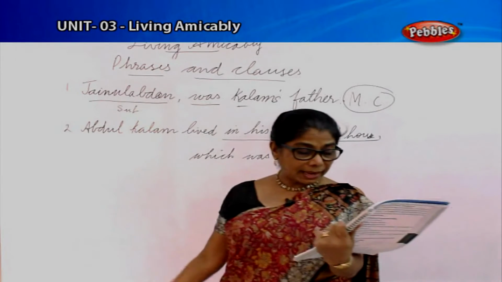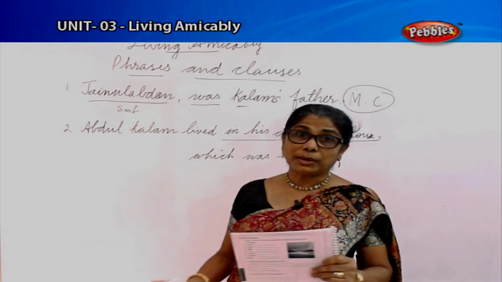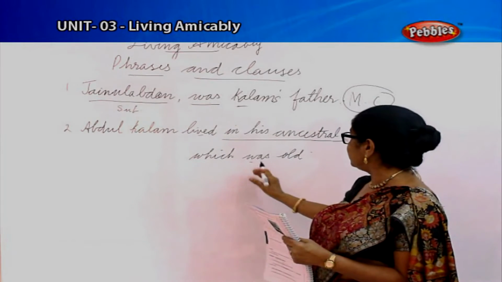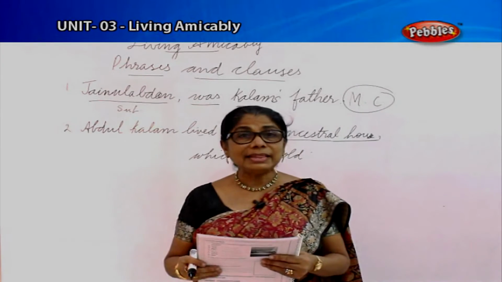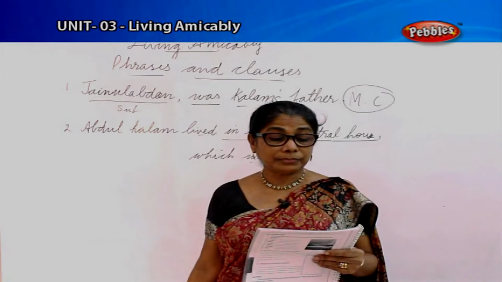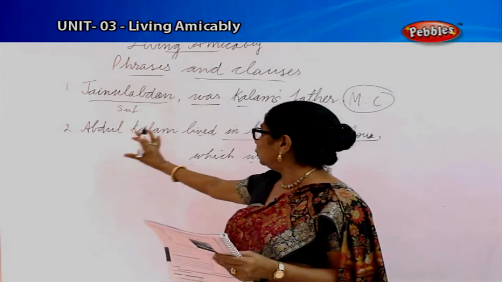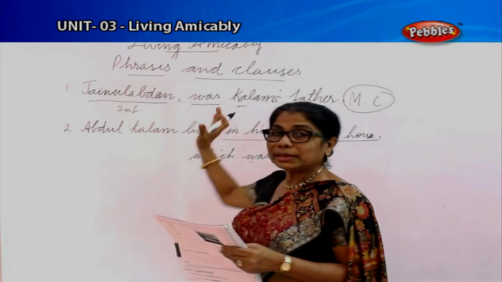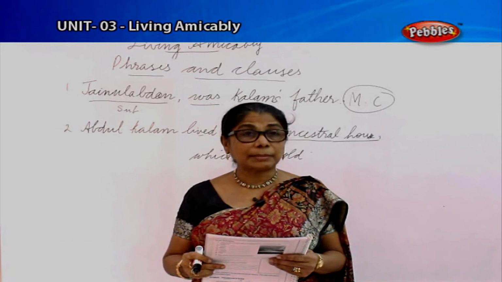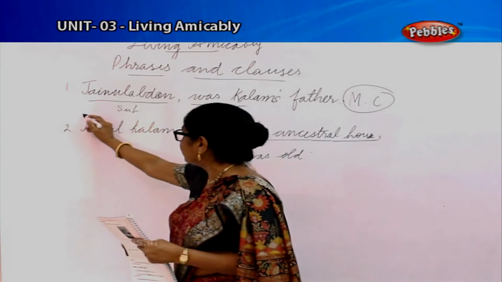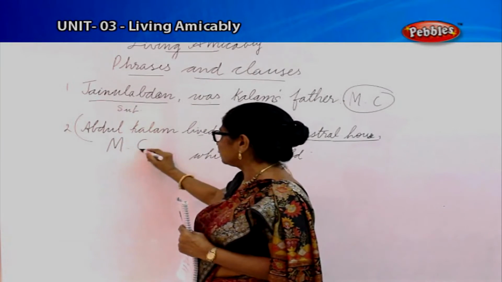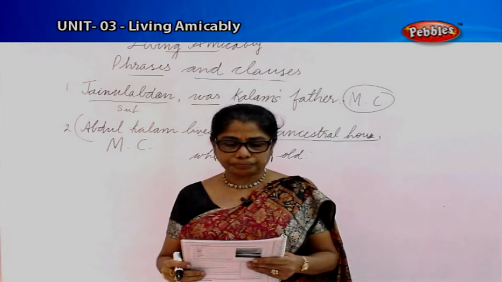This sentence has more than one verb. He lived in an ancestral home, and here the verb is lived. In this sentence, you say Abdul Kalam lived. It's a complete thought. Up to here, it's a complete thought. It is a sentence, or the main clause. So Abdul Kalam lived is the main clause, because it has a complete thought.